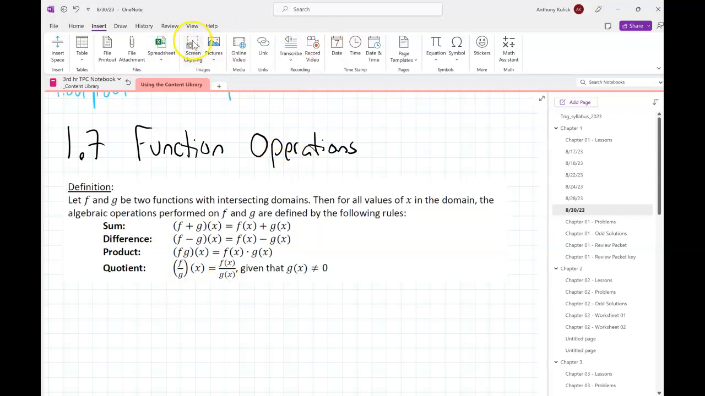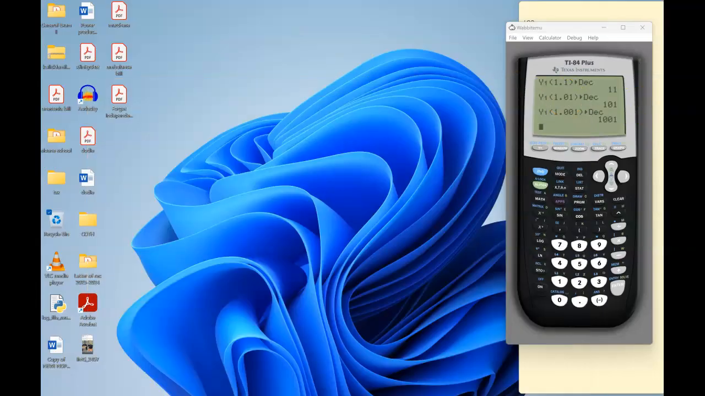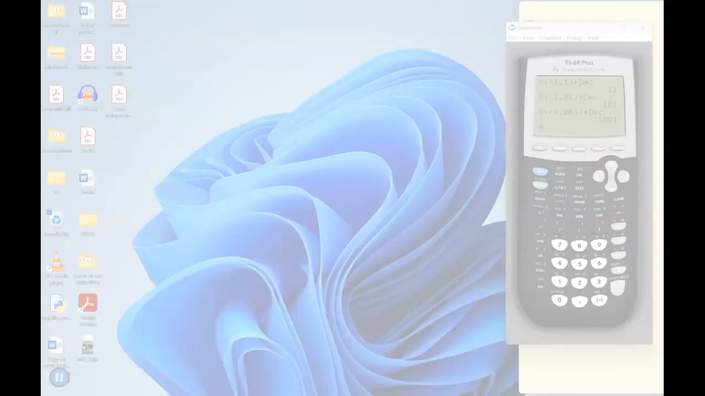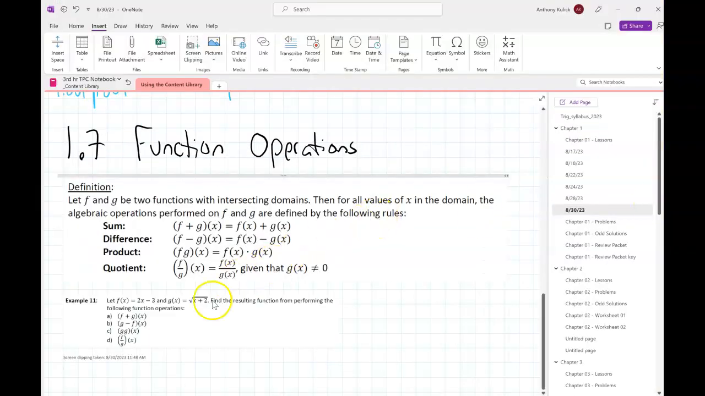So what does this mean for us? Well, we can use it to do problems like the following. Drop those in.